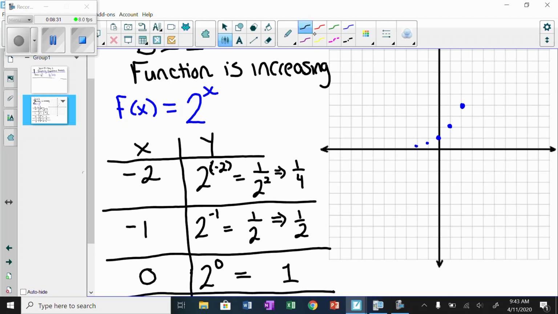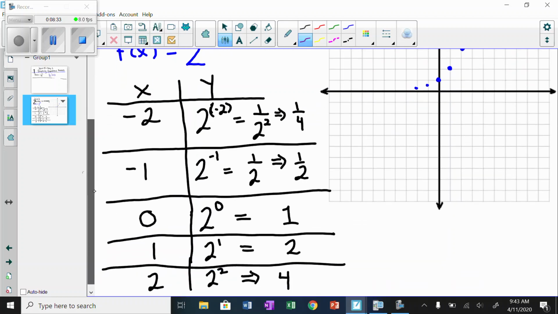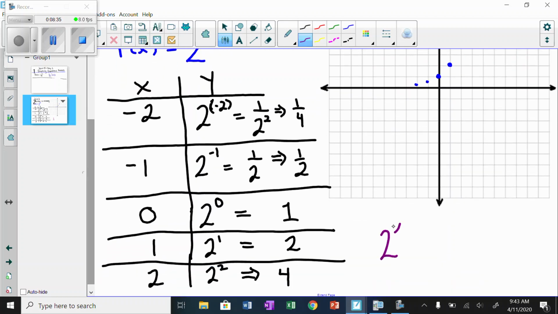Now, my question for you is, can 2 to the x power ever equal 0? Ultimately, what I'm saying is, are we ever going to touch that x-axis? Are we ever going to have an x-intercept? And the answer to that is no, it's impossible. There's no value for x that will make it 0. Even when we put in 0, 2 to the 0 power, that's 1. We will never get 0.